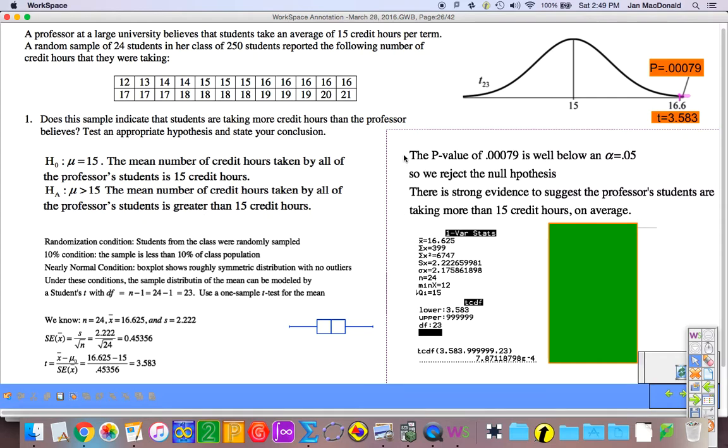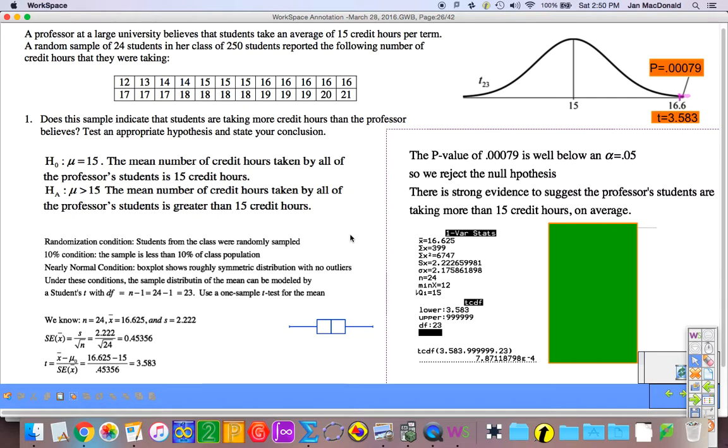Always compare the p-value to the alpha level. Always reject the null or fail to reject the null. And again, always have context of the problem. So there is strong evidence to suggest the professor's students are taking more than 15 credit hours on average.